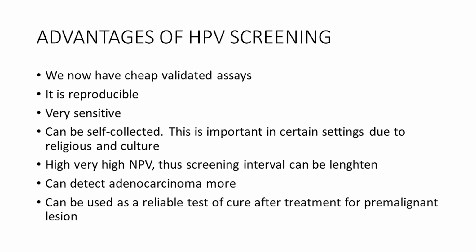It also has a very high negative predictive value. Thus, the screening interval can be lengthened. For example, if a woman screens negative for human papillomavirus, meaning screening shows she does not have HPV, the chance of that woman developing cervical cancer is very, very low. That is, it has a very high negative predictive value, and a very low risk of developing cervical cancer in a woman who screened negative for HPV. It can also detect adenocarcinoma more than the other screening methods.